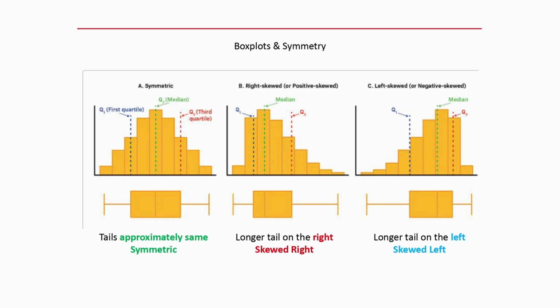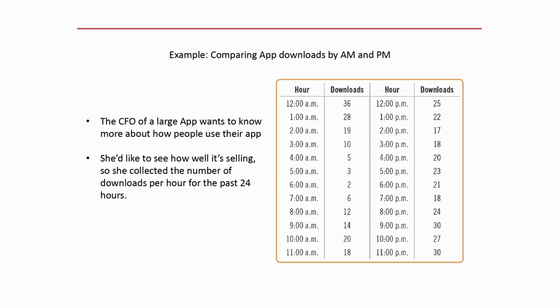So now that we've gone over all the components of a box plot, let's walk through describing one step by step using SOCS: shape, outliers, center, and spread. Now, this is a data set that has the app downloads separated by AM and PM for a large app. And the CFO of this app wants to know when people are downloading their app. So they have the number of downloads per hour over the span of a day, and they've separated them between AM and PM.